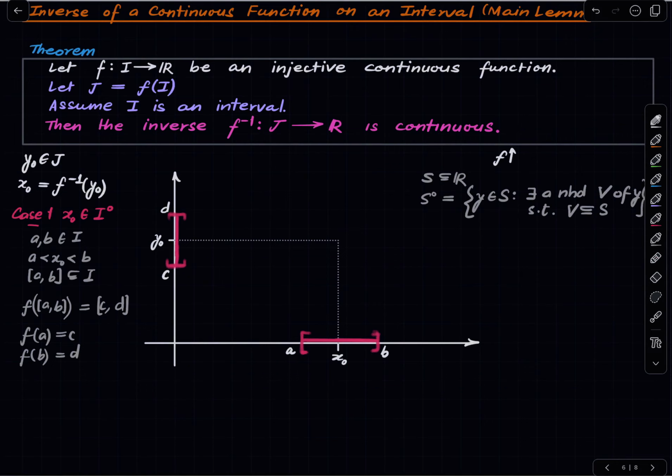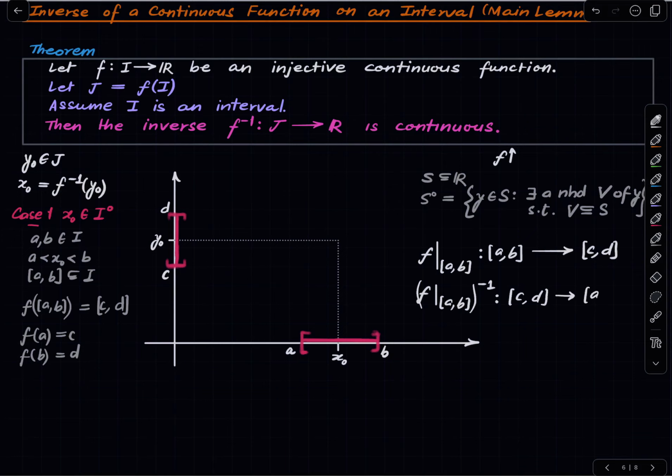So what we have is this restriction, a map from a comma b to c comma d. And this is a bijective continuous map on a closed interval. So its inverse is continuous. And its inverse, well, the notation for it is this. This is a map from c comma d to a comma b.